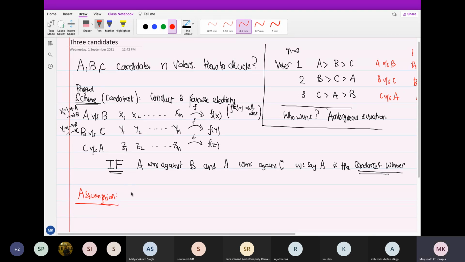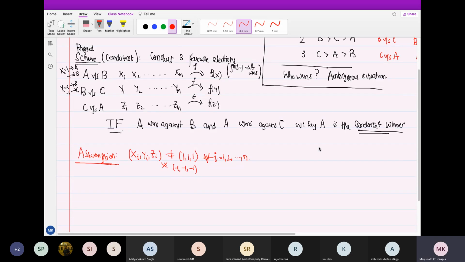Okay, so you assume that (xi, yi, zi) is not equal to (1, 1, 1) and not equal to (-1, -1, -1) for all i. So this is the assumption I make. Okay, we are using these symbols here.